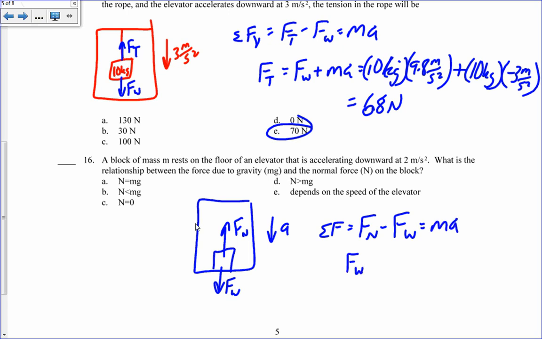So the normal force equals Fw plus Ma. But remember, a is a negative number. That means that the normal force, you may just say Fn, is less than Fw. So that is B for number 16.